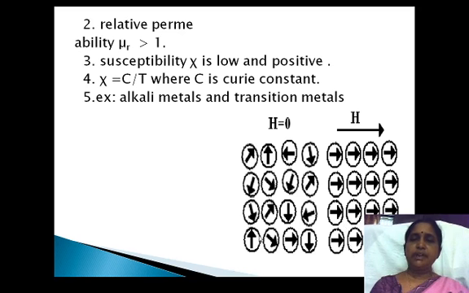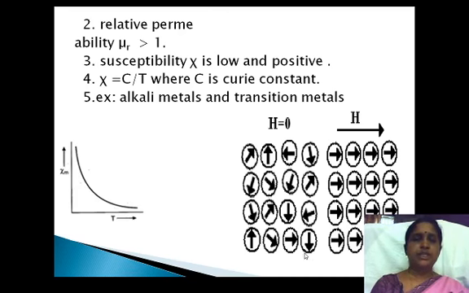When you remove the magnetic field, they are arranged randomly. But when you give the magnetic field, they are aligned along the direction. Only when you give the applied field do they behave like a magnet. If you remove the field, they become a general diamagnetic material. Okay. So we see the temperature graph: susceptibility gradually decreases with temperature. If you take 1 by T, it increases linearly.